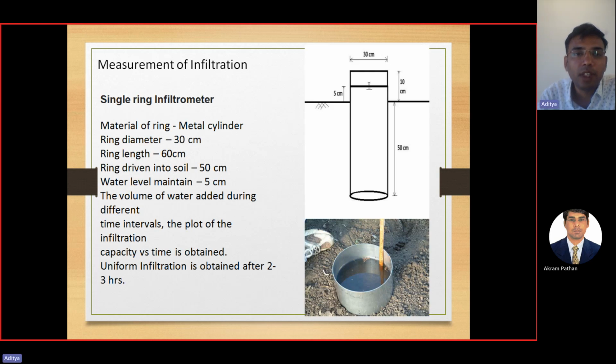Then measurement of infiltration: you can measure this with a single ring infiltrometer or double ring infiltrometer. It is a simple instrument with a diameter of 30 centimeter and length of 60 centimeter. You insert it in the soil up to 50 centimeter, with 10 centimeter above the ground. You fill water up to 5 centimeter, and once filled, water infiltrates into the ground, and finally you calculate the infiltration rate by plotting a graph of infiltration capacity versus time.